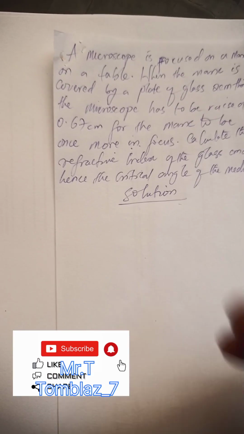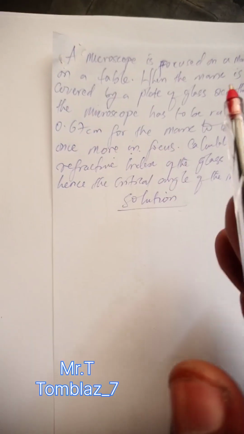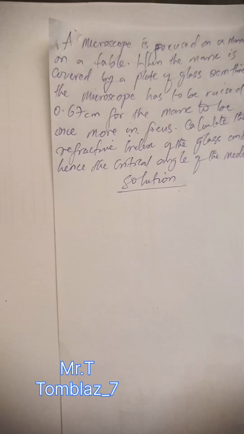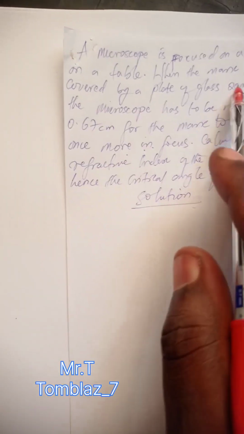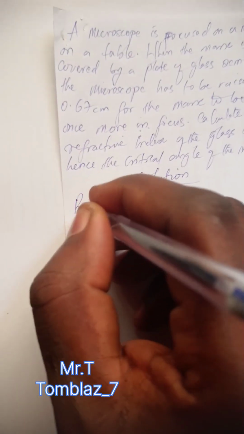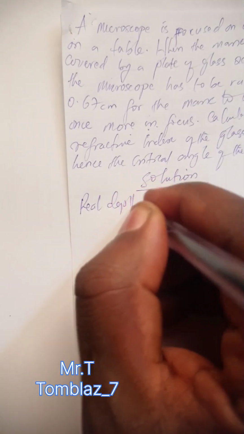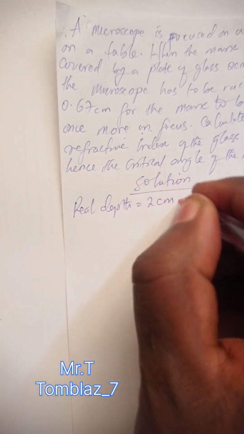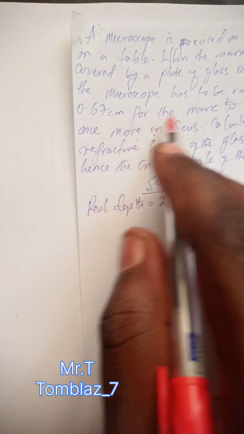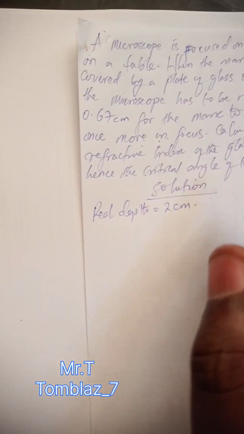So first, you can see that the entire information is talking about real depth and apparent depth. So based on this information, they say a microscope is focused on a mark on a table. When the mark is covered by a plate of glass 2 cm thick, that means the real depth is 2 centimeters, right? So we have real depth equals 2 centimeters. The microscope has to be raised 0.67 for the mark to be once more in focus.